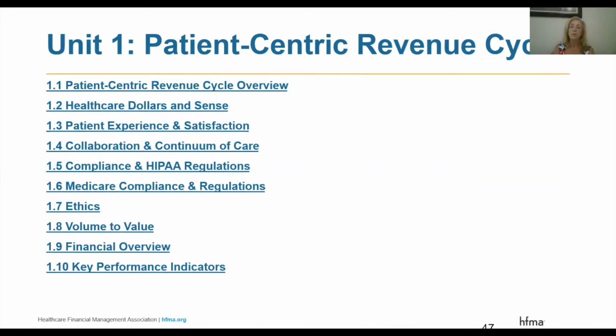We went through sections 1 and 5 last week, and you should have reviewed the material on the HFMA website. I wanted to give you a few minutes to ask any questions via the chat on any of the material before we move to sections 6 through 10. Sections 6 through 10 will go through compliance, ethics, volume to value, financial overview, and key performance indicators. I'm calling this the mnemonic section because it is absolutely amazing how many mnemonics we currently have in healthcare, revenue cycle, and finance. Okay, no questions, so we'll move on.